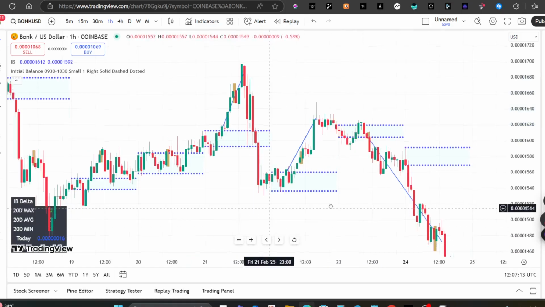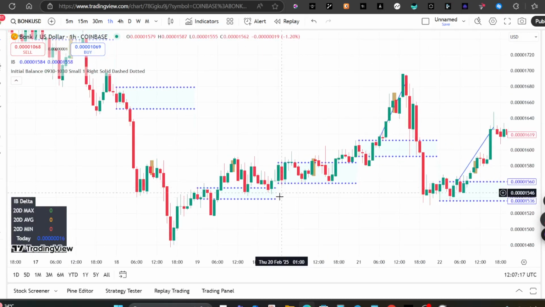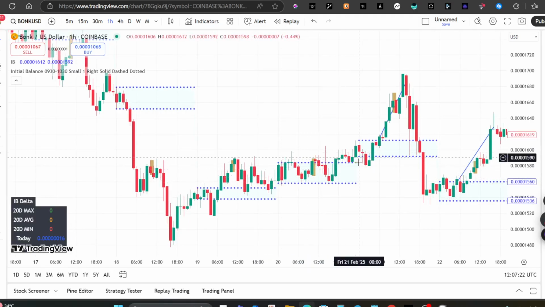Then, talking about range bound trading, if price keeps bouncing between the IB high and low, like what we can see happening here before we finally had a bullish breakout, it signals a choppy period. In this case, using mean reversion strategies could be a better approach. The key here is not just reacting to the IB levels, but understanding the context. Volume, price action, and market conditions all matter.